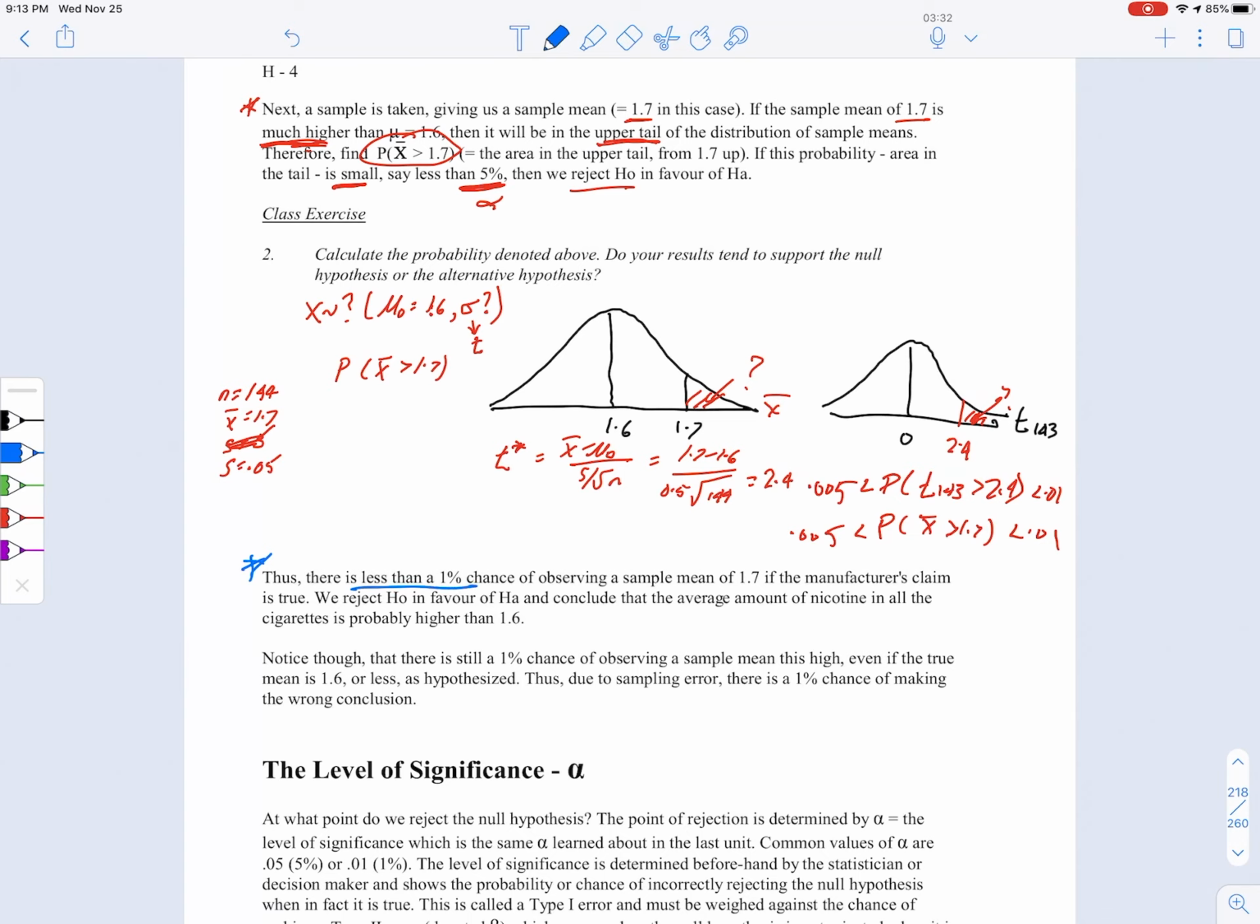What does that mean? Here's the important part. The interpretation is that there is less than a 1% chance of observing a sample mean of 1.7 if the manufacturer's claim is true, that is, if H0 is true. So we reject H0 in favor of HA and conclude that the average amount of nicotine in all of the cigarettes is probably higher than 1.6. In other words, there's enough evidence to say that they're not meeting the standard. So slap them with a big fine.